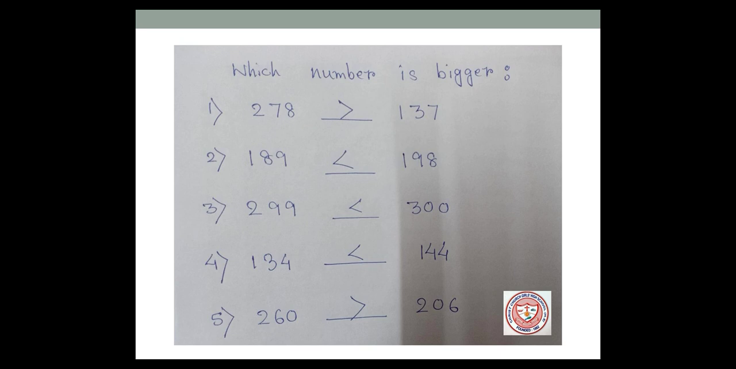299 and 300. 300 is bigger than 299, and that's why the alligator's open mouth is towards the bigger number. 134 and 144. Here 144 is bigger than 134. 260 and 206. 260 is bigger than 206. That's why the alligator's open mouth is towards the bigger number.